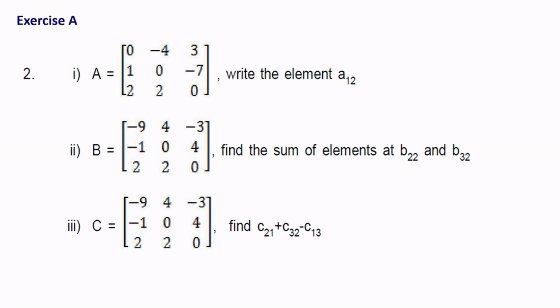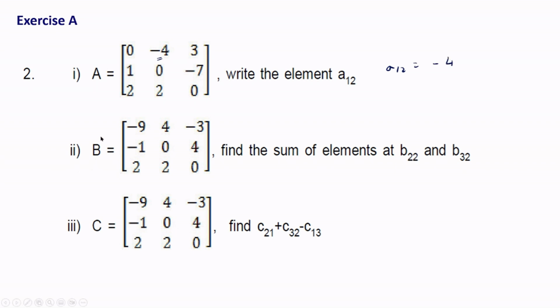Let us continue. The next question. Given this is the matrix A, we have to write the element A12. A12 is the element in the first row and the second column. So this is A12. So A12 equal to minus 4.